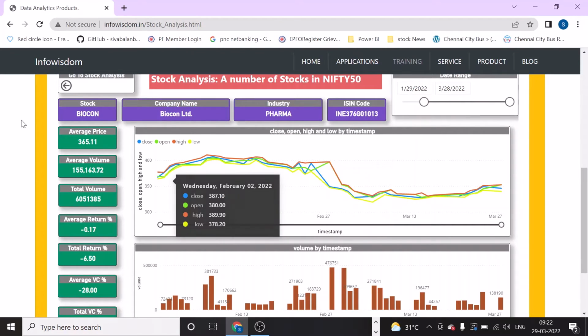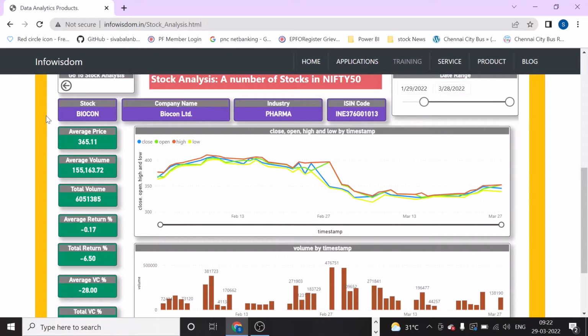And here you can see some of the KPIs. The average price for this period of time for Biocon is 365.11. The average volume per day traded is this amount, and the total volume for this period that Biocon has been traded is this amount, and the average return per day is minus 0.17 percentage.